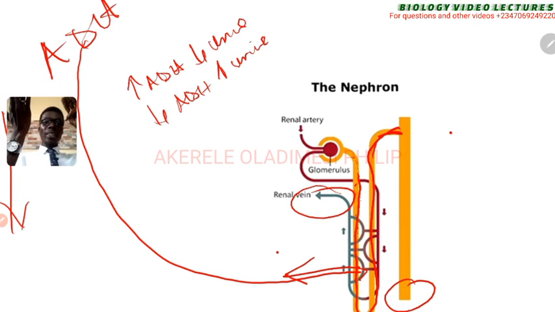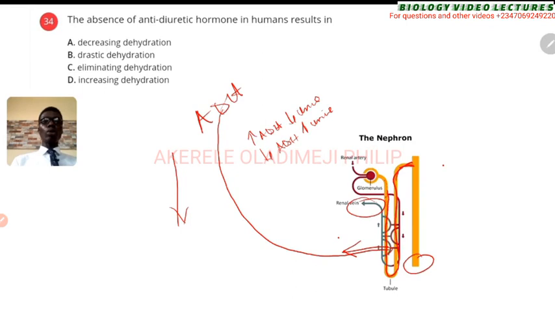All right, this is very important. From my explanation, you should be able to know what the answer will be. It says absence of ADH, antidiuretic hormone, in humans results in what? Increasing dehydration. The person will end up dying in no time because you end up passing out a large amount of urine, which you don't want.